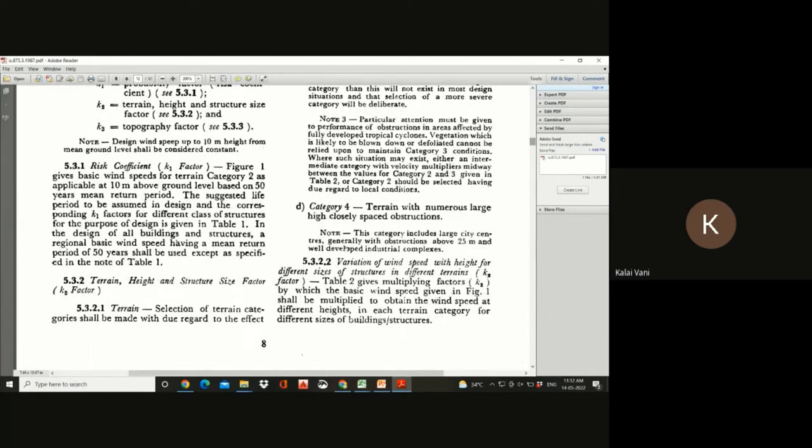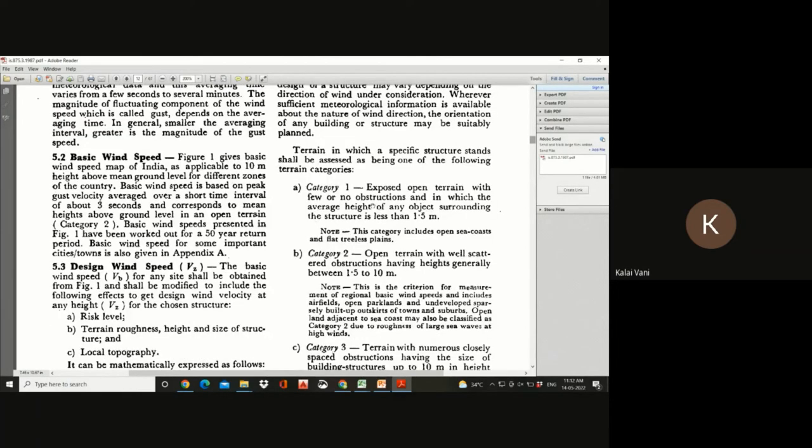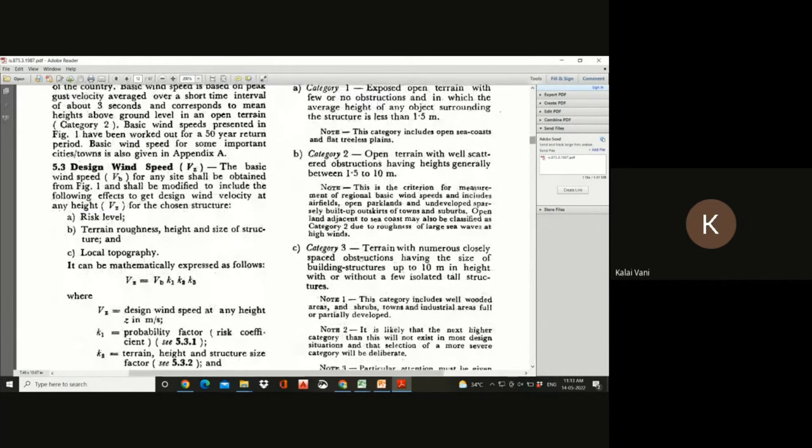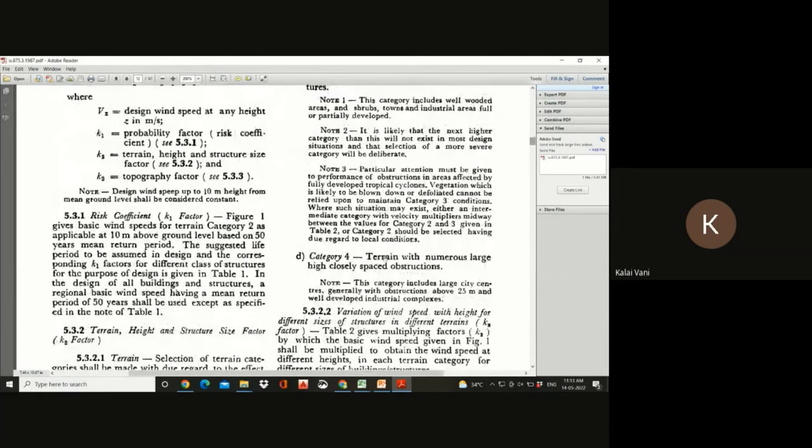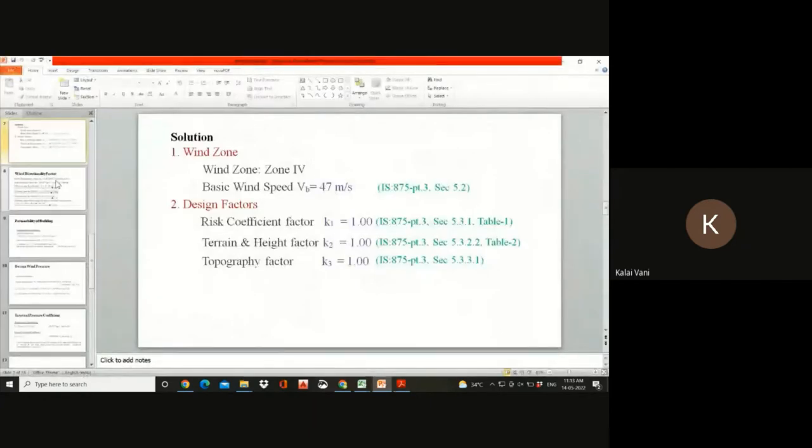All the structures around your building are very tall and closely spaced. Consider that there is also a building of around 25 meters height. By then you can choose your category as 4. So very open, no obstruction means category 1, few obstructions means category 2, closed obstruction is category 3, and closed obstruction with tall buildings is category 4, right?